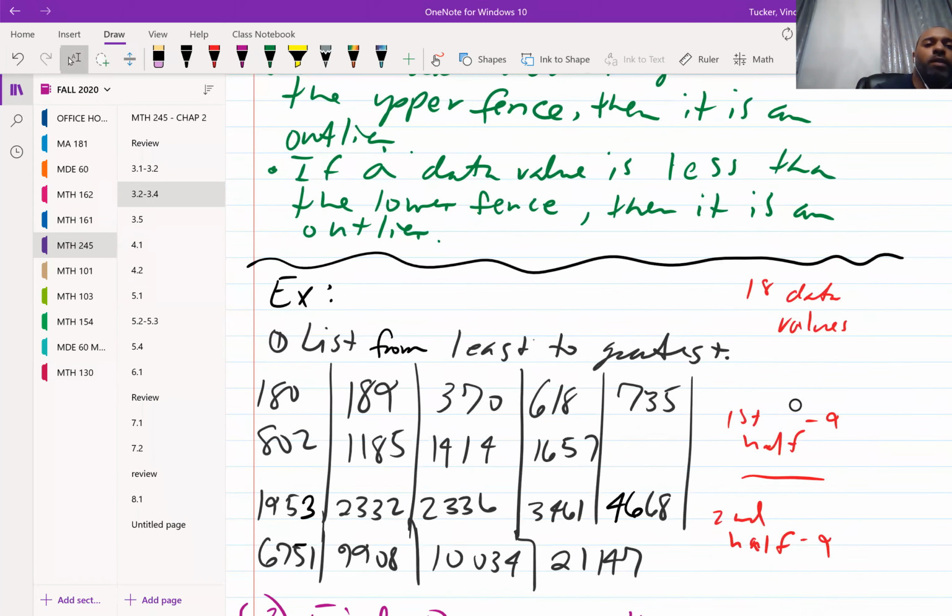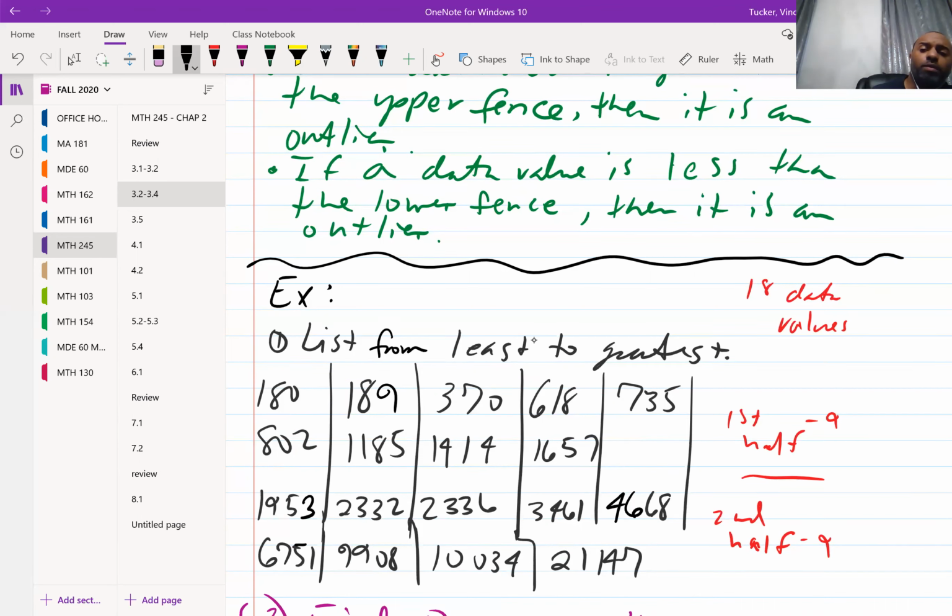All right, so here we have our data set, and we're going to perform all those steps that I just finished talking about. We're going to find our quartiles, find the IQR, establish our upper and lower fence, and see if we have any outliers. So we have 180, 189, 370, 618, 735, 802, 1185, 1414, 1657.